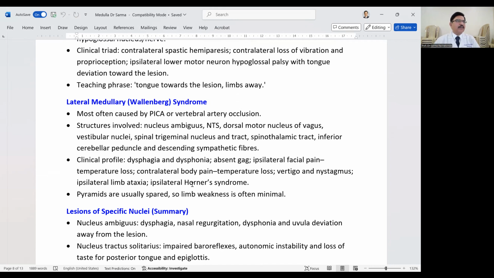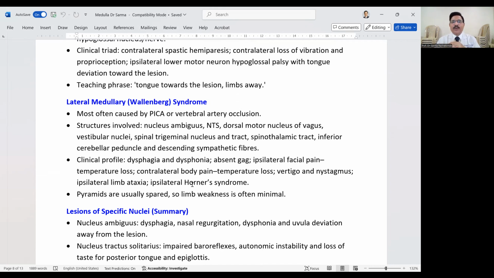Nucleus ambiguus. What is its function? It is the motor nerve to the pharynx and larynx. So naturally, dysphagia, dysphonia, absent gag. What is NTS? It is the visceral sensory input, afferent nerve. What about DMNV? DMNV is the motor output. The sensory input and motor output are affected naturally.